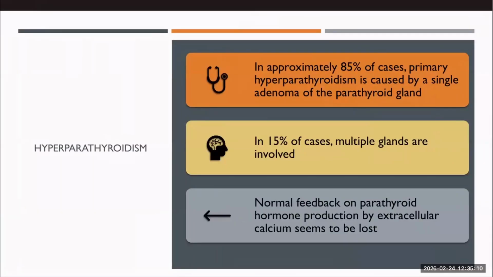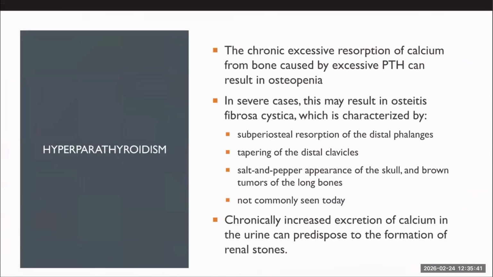So hyperparathyroidism, 85% is just caused by one single adenoma of your parathyroid gland. The remaining have multiple glands involved. But that normal feedback with extracellular calcium seems to be lost. So once the calcium goes into normal ranges, the stimulus for PTH should shut off, but it's not. They're not responding to the calcium like they should. So they just keep on going, pumping out more and more PTH.